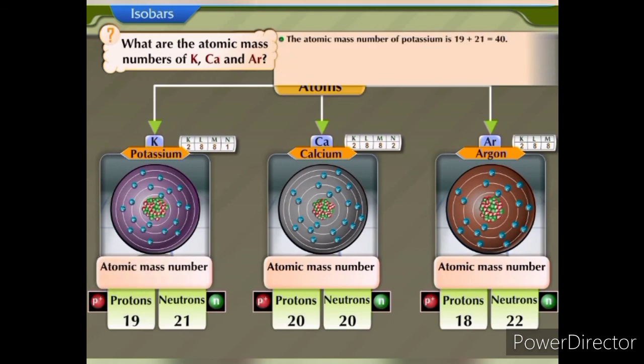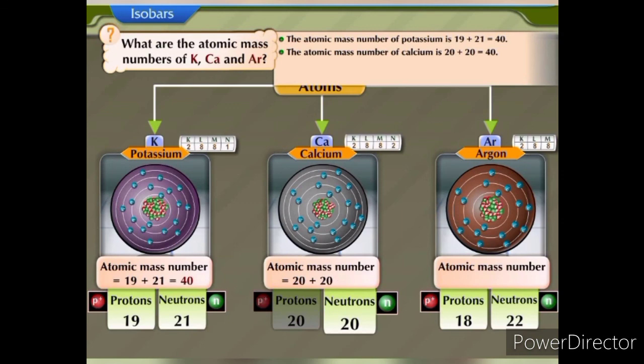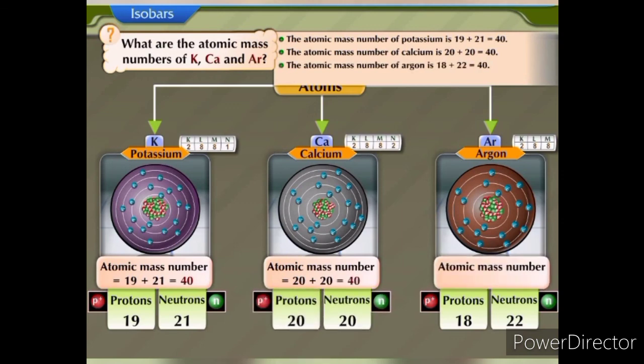The atomic mass number of potassium is 19 plus 21. That is 40. The atomic mass number of calcium is 20 plus 20. That is 40. The atomic mass number of argon is 18 plus 22. That is 40. Thus, the atomic mass numbers of each of these elements is 40.